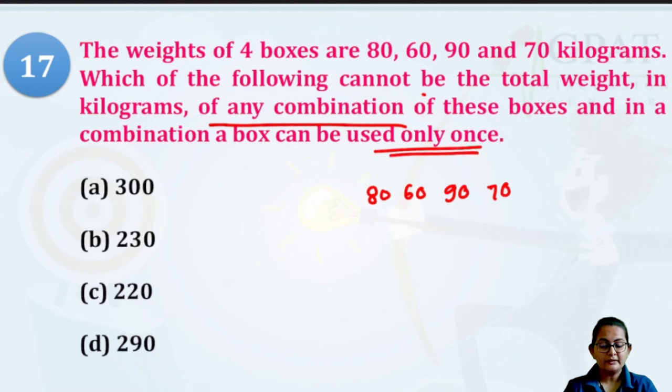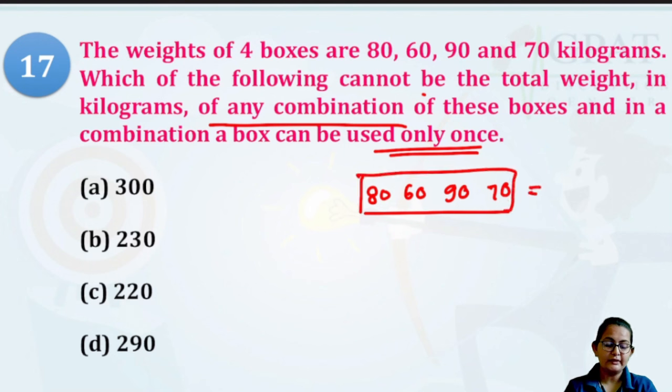Okay. So that means if you take any of these combinations, suppose I take all of them, you will get a total of 300 kilograms. If I want to take only 3 in a combination, you cannot use a box twice. If you are taking 80, you cannot take 80 double times, you have to take it only once. So if you take this 3 combination, how much will you get? 230. Total 230 kilograms you will be getting.